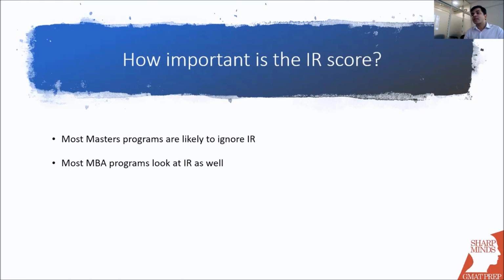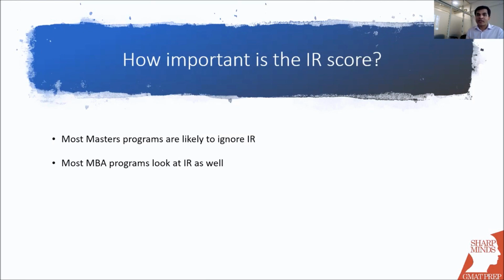On the other hand, most MBA programs will take a look at your IR as well, and maybe quite seriously, especially the top ranked schools, because it's a very competitive environment out there and candidates are applying to these schools with good GMAT scores, good profiles, and good AWAs and good IRs as well. So for a top ranked school, you just cannot ignore IR. You have to get a decent score, ideally a good score, but at least a decent score in IR as well. So the next question is, what is a good score?